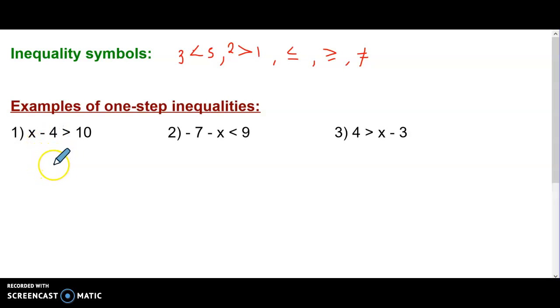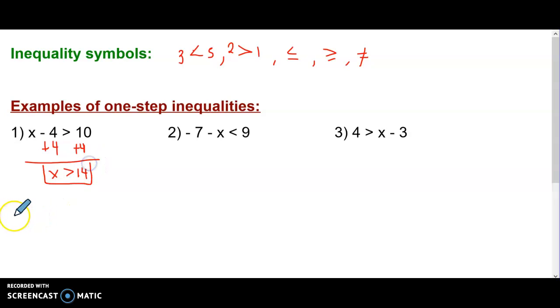So if I'm looking at number 1, our goal, the same as with an equation, is to get the variable by itself, the x, that letter that you have there. So in this specific number 1, I have to get rid of the negative 4. So I'm going to undo subtraction by adding. So even though it's not an equal sign, I still need to keep the balance. So I'm getting x is greater than 14, and that would be my answer.